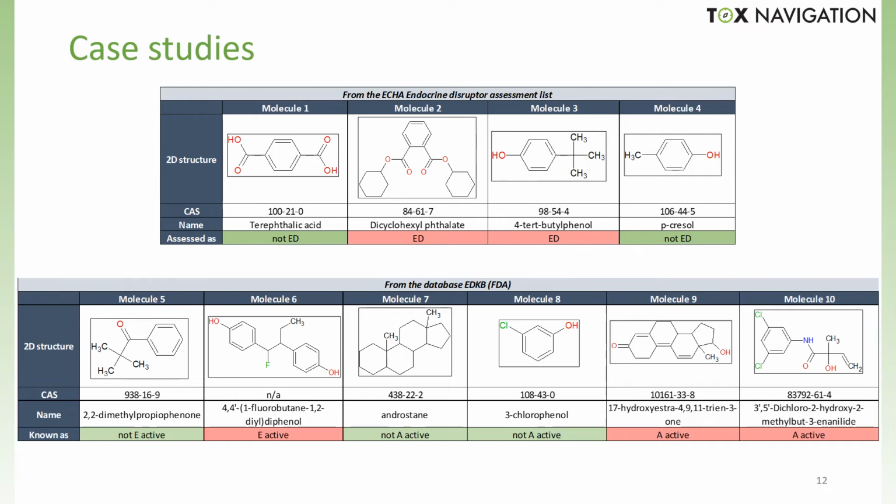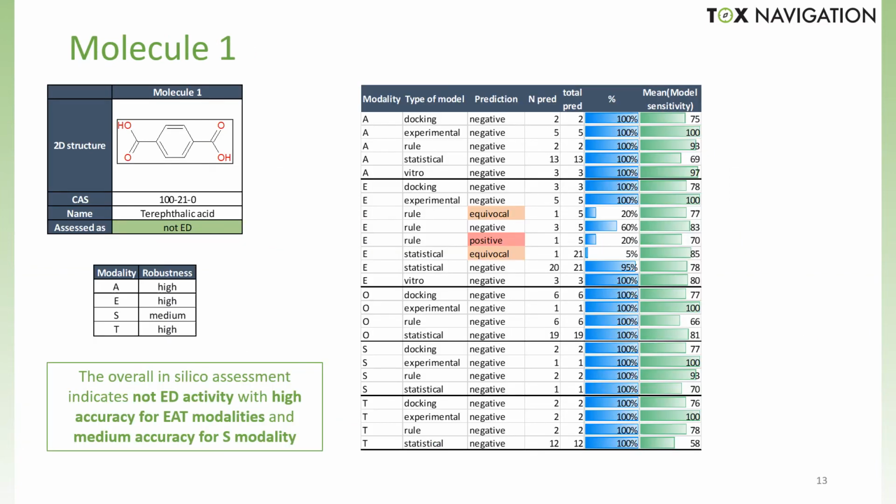Now let's see in more detail the results for the first 2 molecules. Let's see the results for molecule number 1. This molecule has been assessed as a non-endocrine disruptor, and the results of the prediction that you can see here are mainly negative. Only for the estrogen modality we see some positive results, but of these only one is statistical and it is giving an equivocal result, so not definitely positive.